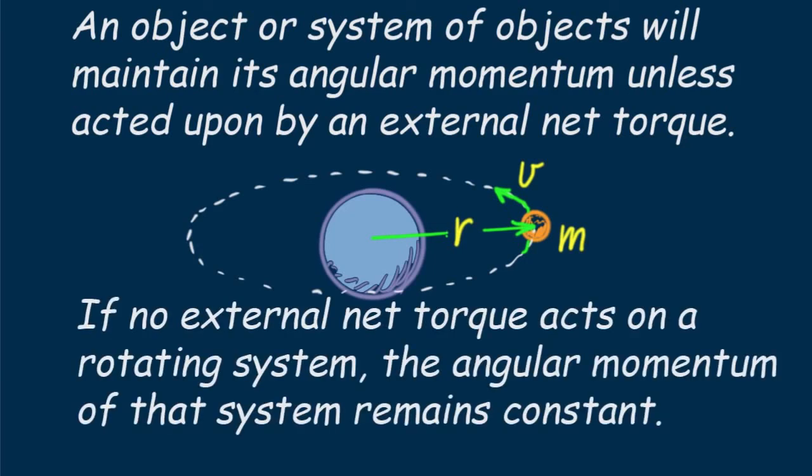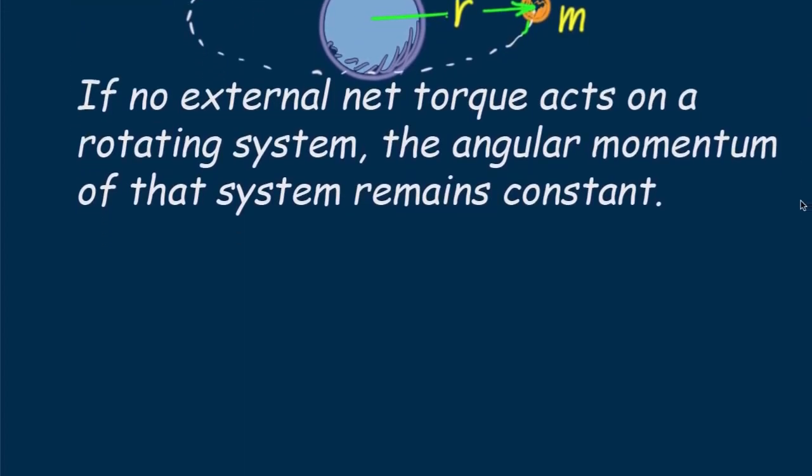Phil Physiker states the conservation of angular momentum. If no external net torque acts on a rotating system, the angular momentum of that system remains constant. Angular momentum conservation is nicely employed by figure skaters and gymnasts, especially when spinning and executing other maneuvers. I want to leave you with a question.